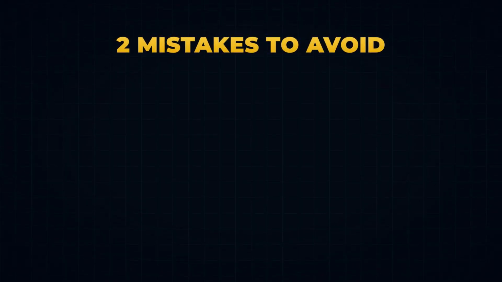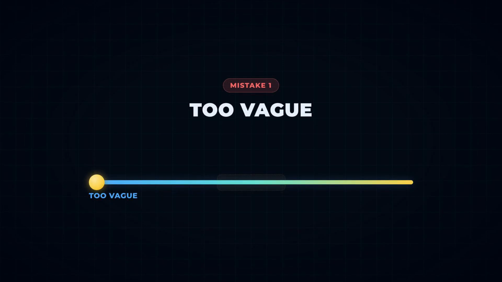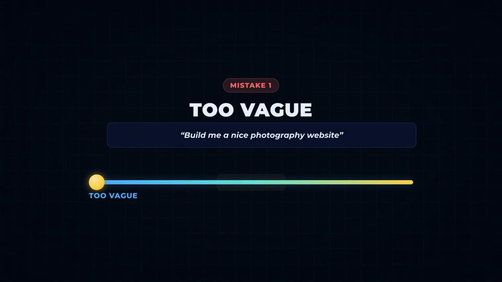Before we build, let me save you the 2 mistakes I made the first few times I tried this, because they're the reason most people give up on one prompt building and go back to templates. Mistake 1, being too vague. Build me a nice photography website gives the model almost nothing to grab onto, so it defaults to the most generic possible layout. You get exactly what you'd expect from a vague brief, which is a boring result.